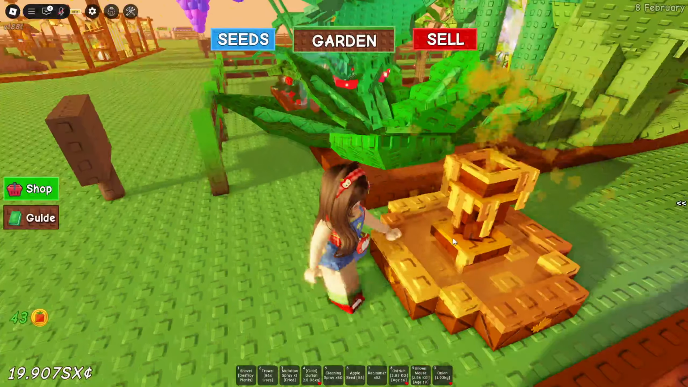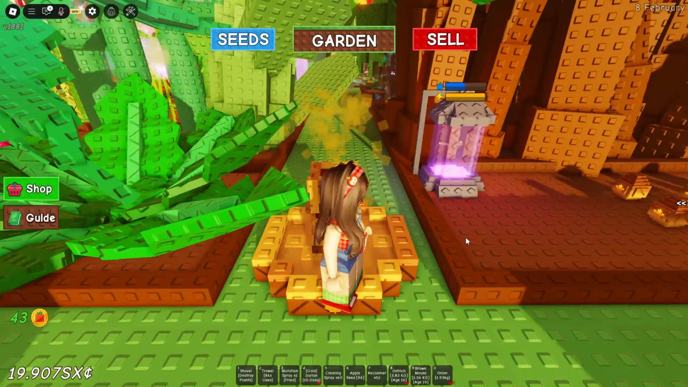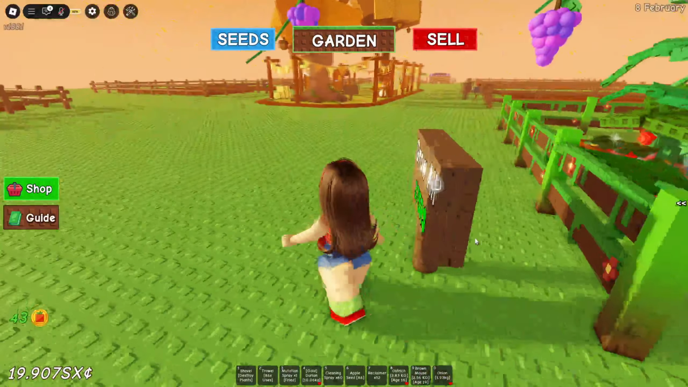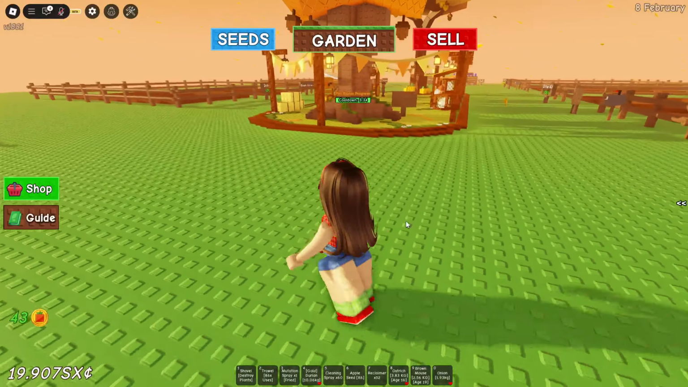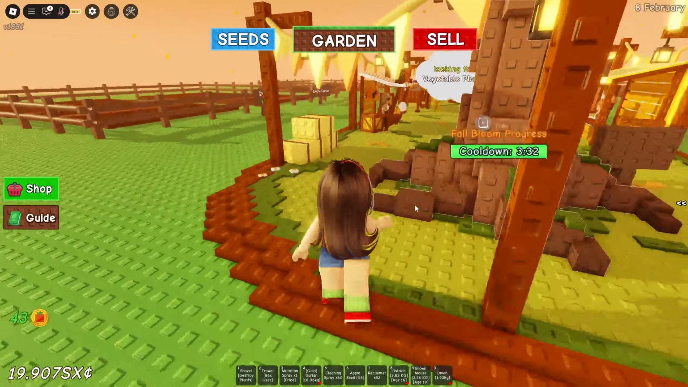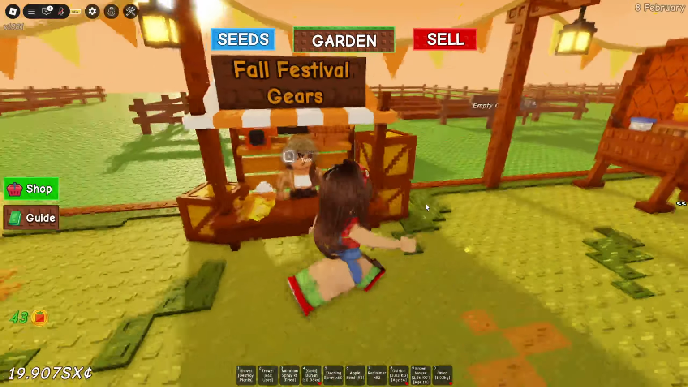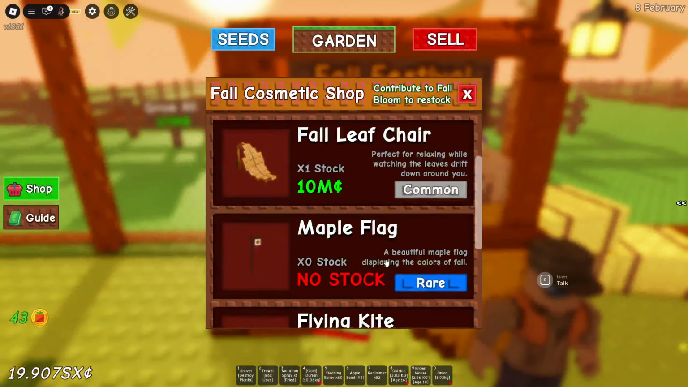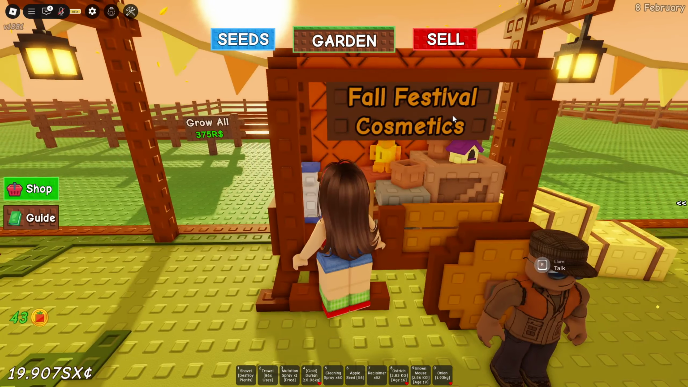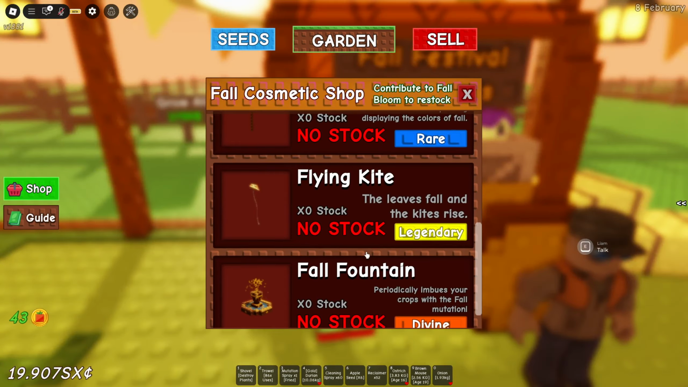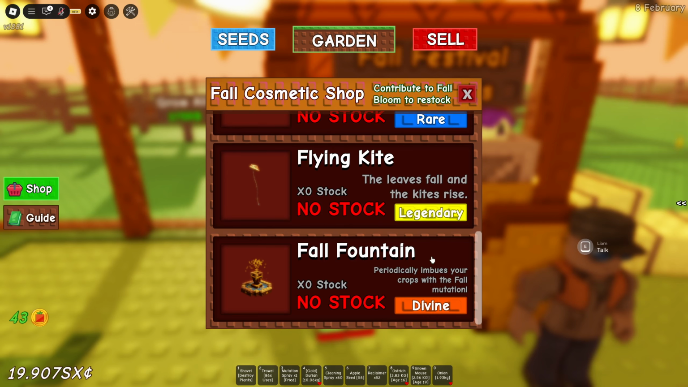So you can get the mutation by putting this waterfall in your garden. So you get that by purchasing it in the... is it this one, or I actually don't remember. Okay, it's in the Fall Festival Cosmetics, and it is the Fall Fountain. It periodically imbues... what does that even mean? Your crops with the Fall Mutation.